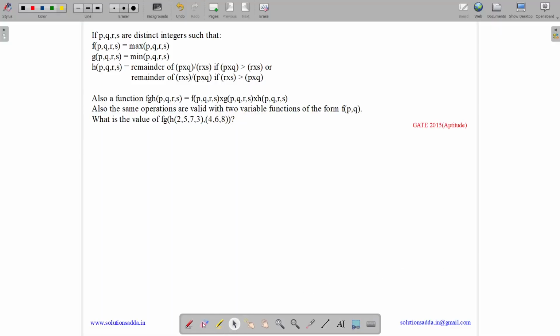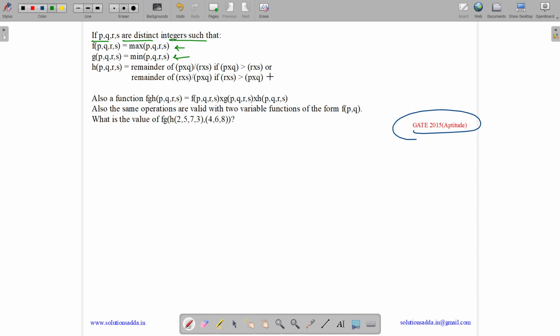This question belongs to aptitude subject and was asked in GATE CSE 2015. So the question states, if P, Q, R and S are distinct integers such that f of PQRS is the maximum value, g of PQRS is the minimum value among them, and h of PQRS is equal to remainder of P into Q divided by R into S if P into Q is greater than R into S, or remainder of R into S divided by P into Q if R into S is greater than P into Q.